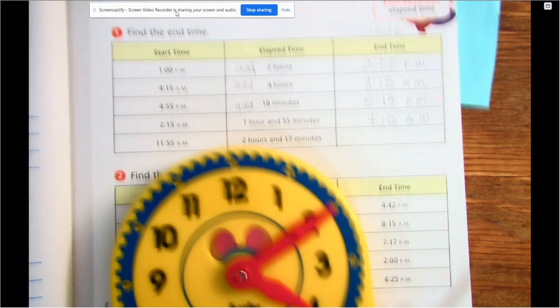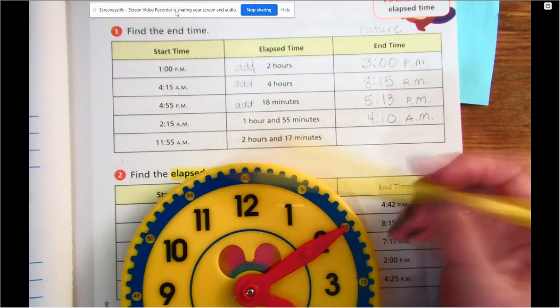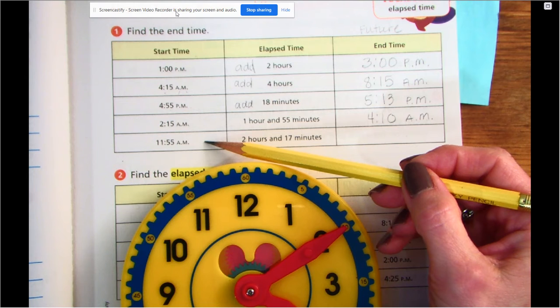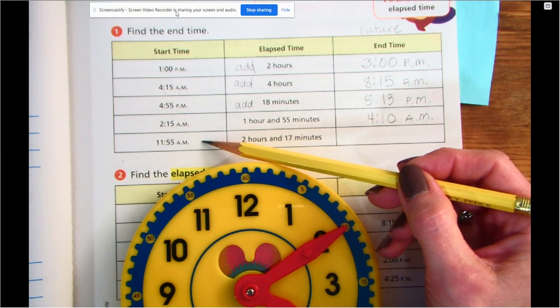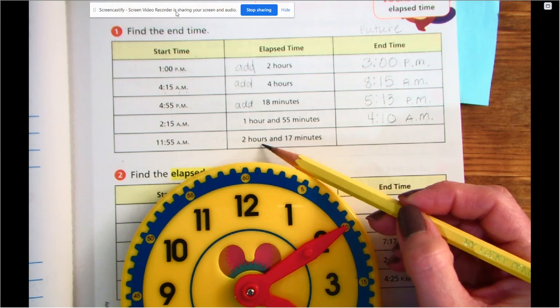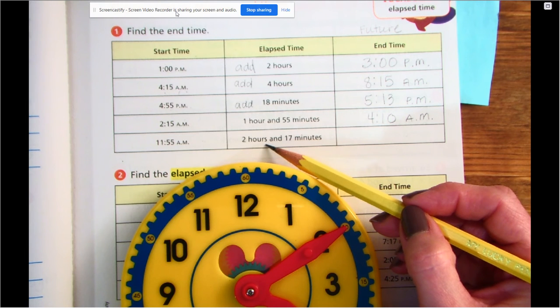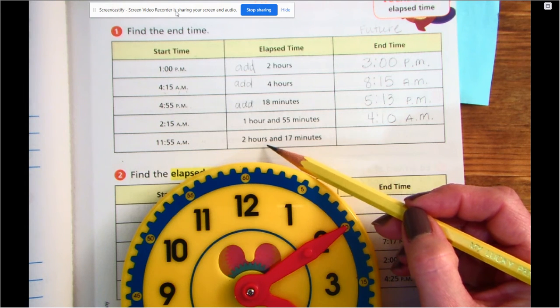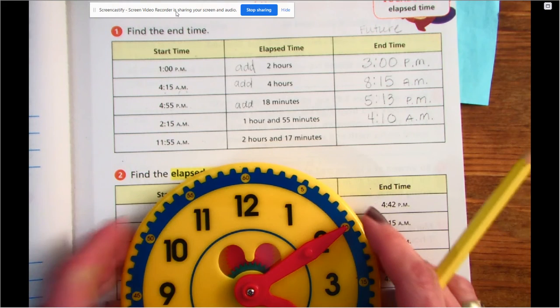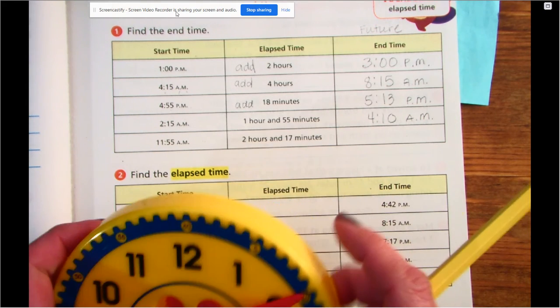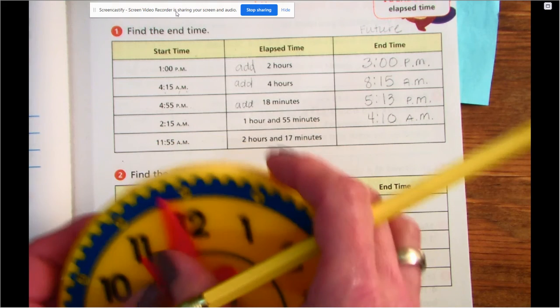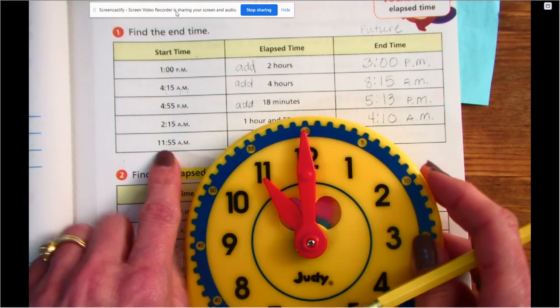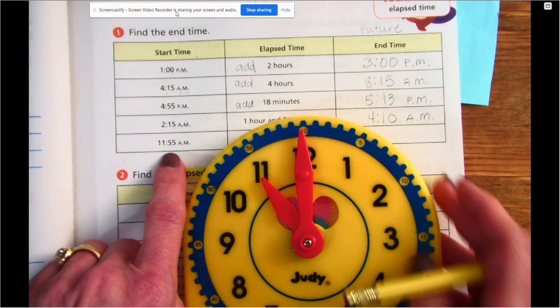Look at our last one. Remember, this is our starting time. Our movie starts at 11:55 a.m. This is how long our movie is. 2 hours and 17 minutes. So we want to know, well, what time is the movie over? Right? So let's look at 11:55, not 15. I'm going to go 11:55.